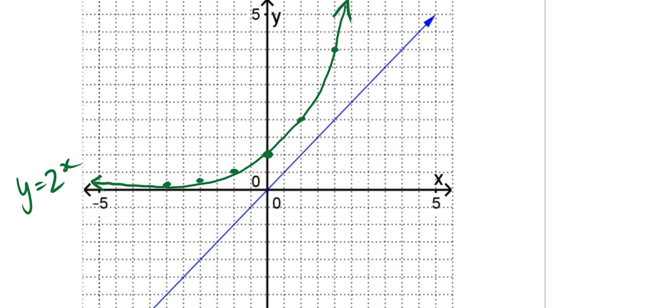And then, again, I can interchange the x's and y's. So if this was x is 0, y is 1, this would be x is 1, y is 0. This was x is 1, y is 2, so x is 2, y is 1. X is 2, y is 4, so x is 4 and y is 2. And then these ones are going to go down like this.